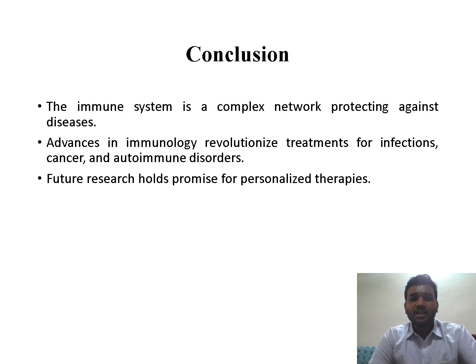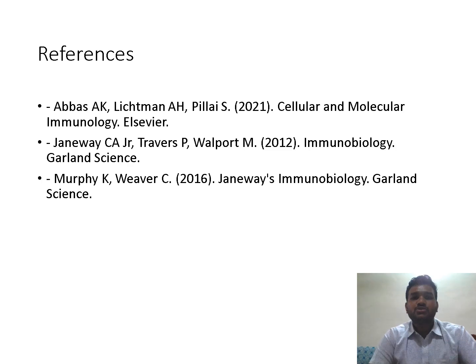Like the mRNA vaccines, as we know. So I would like to conclude the topic: today we learned that the immune system is a complex network protecting against diseases. It protects us, and advances in immunology are revolutionizing treatment for infection, cancer, and autoimmune disorders. Further research holds promise for personalized therapies. These are the references which have been gone through, so you can have a clear understanding.